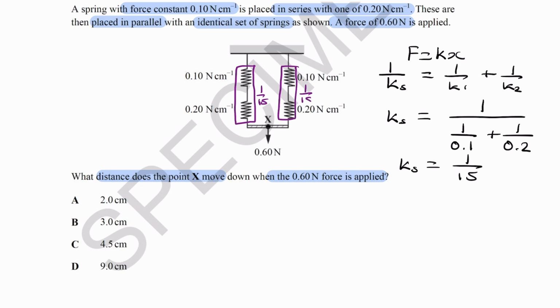We can then work out the overall spring constant by using the parallel equation, which is, for springs in parallel, the spring constant of the first spring plus that of the second spring, and so on. So we know that these two here have a spring constant of 1 over 15, as do these two. We can then just add the two 1 over 15s. That gives us 2 over 15.